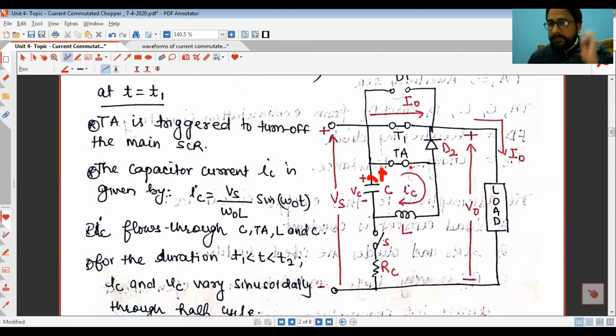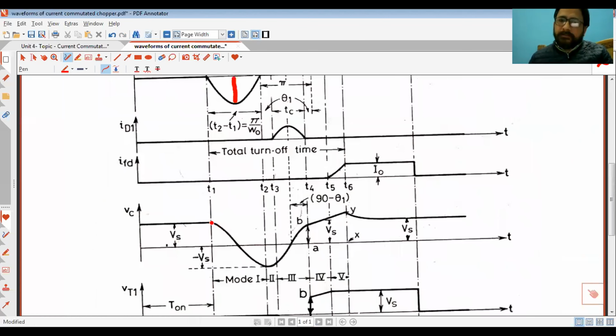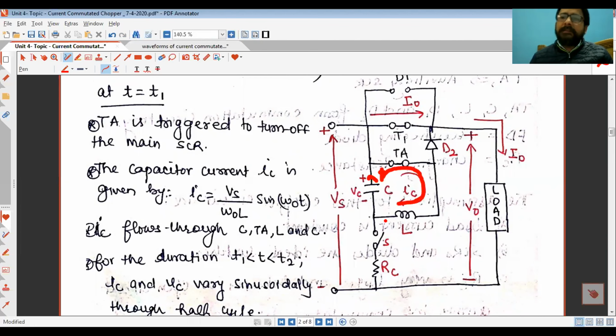Now the capacitor keeps on discharging, so at some point of time, as the capacitor is discharging, its voltage is also reducing. So when the capacitor current has its peak value, the voltage across the capacitor will be 0. That means at that point of time the capacitor C is completely discharged.